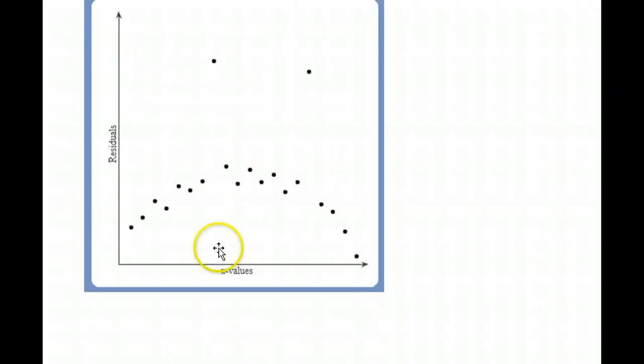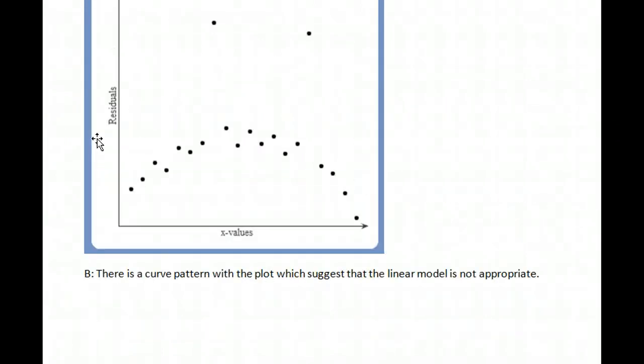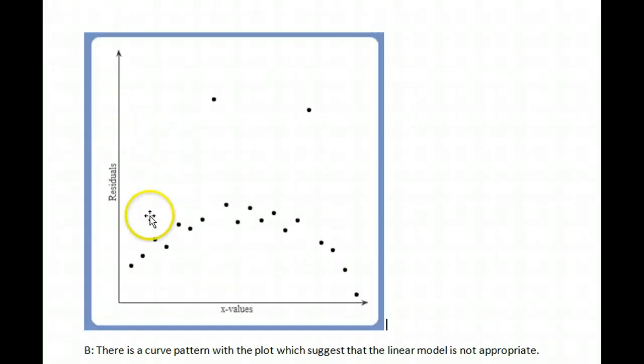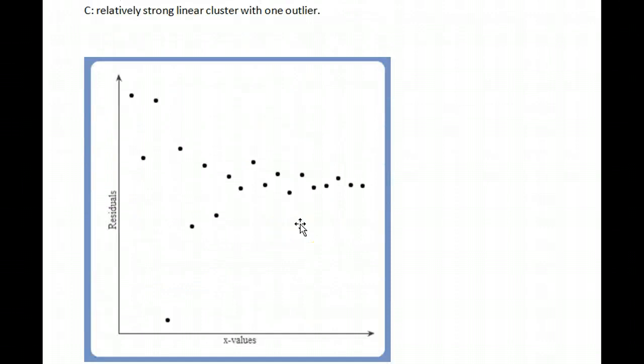The other one here, you can see there's clearly a curved path to this. You do have two outliers here, so this speaks to a curved relationship, a curved pattern with the plot, which suggests that a linear relationship would not be appropriate for this. Now looking at another one, there is an approximate linear relationship, and we do note that there's one outlier that is way far away from the rest of the scatter points. In this situation, this one is not as strong and it's all over the place.